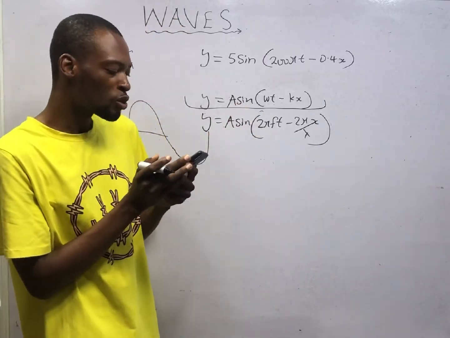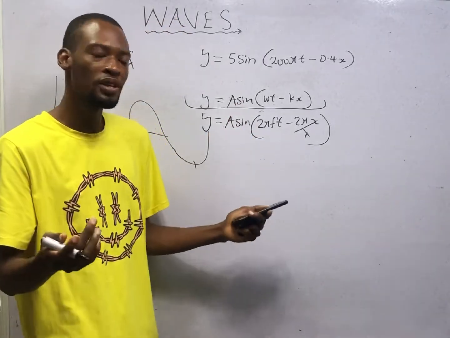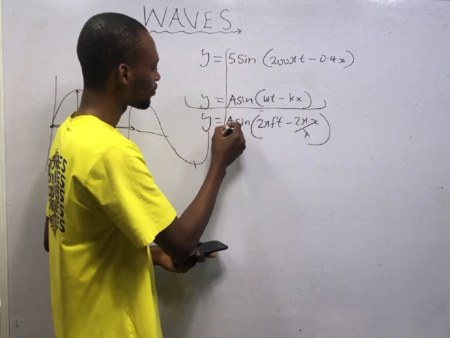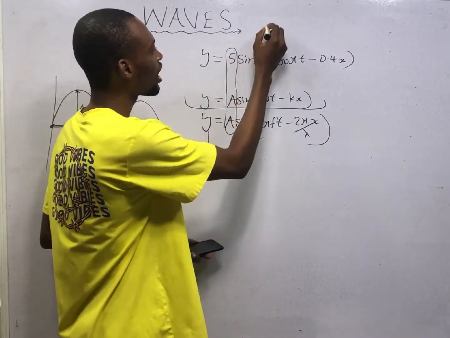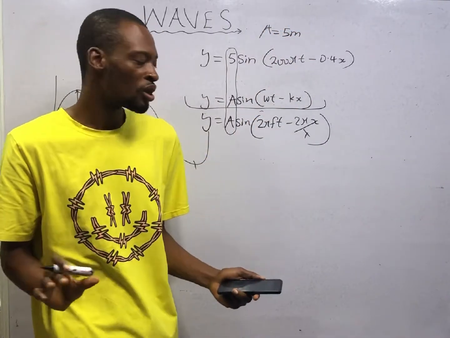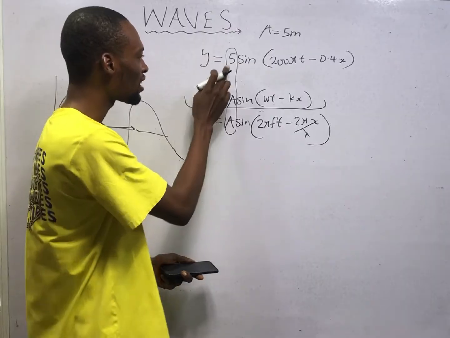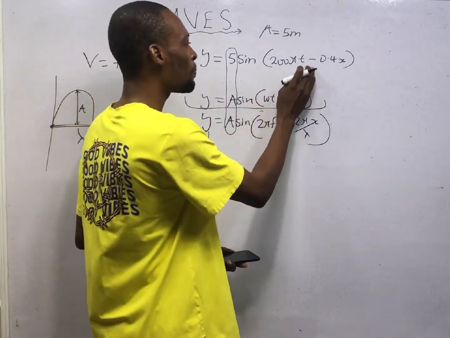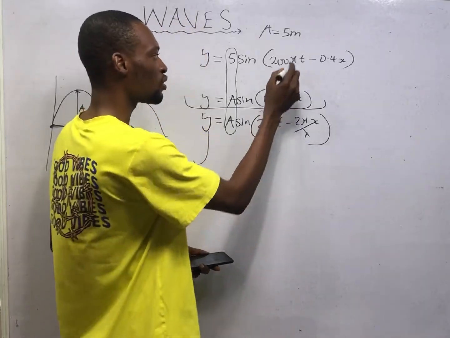If you are asked to look for amplitude in this wave, you simply say, comparing the equations, amplitude A equals 5 meters. Simple. You compare: y is y, A is A, sine is sine. Which means 200 pi t is the same thing as 2 pi f t when you compare.